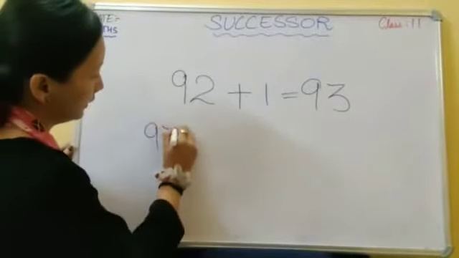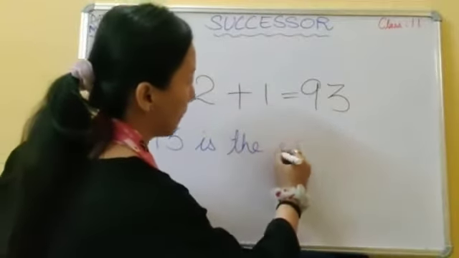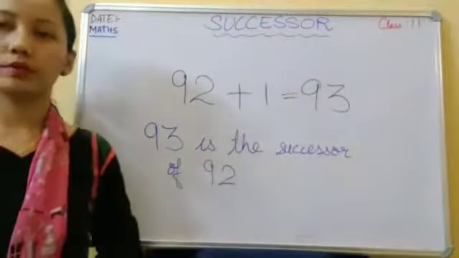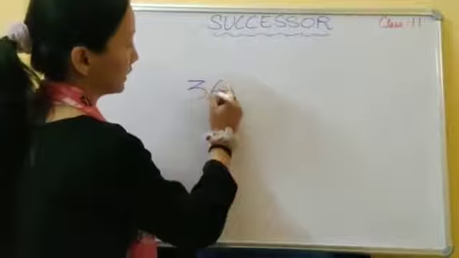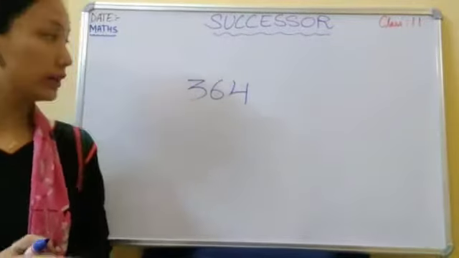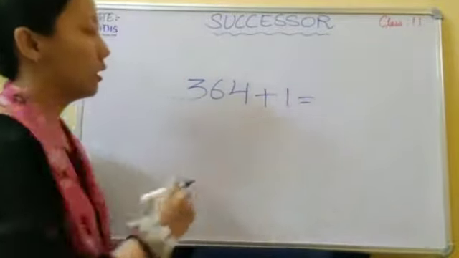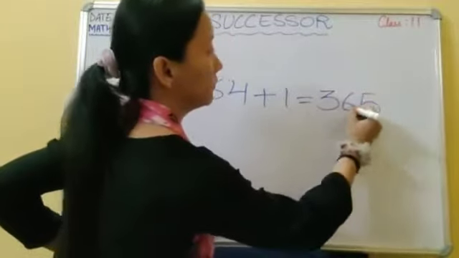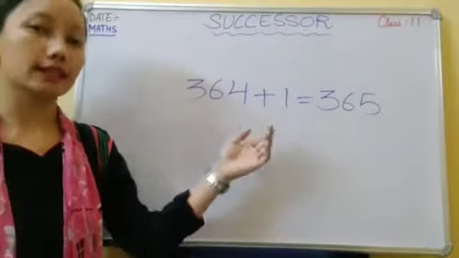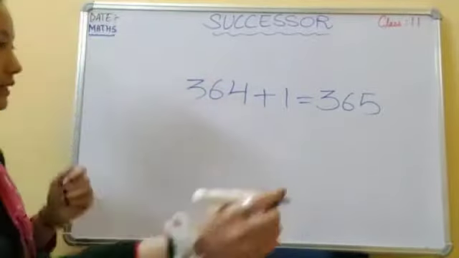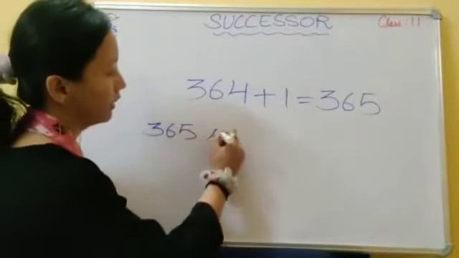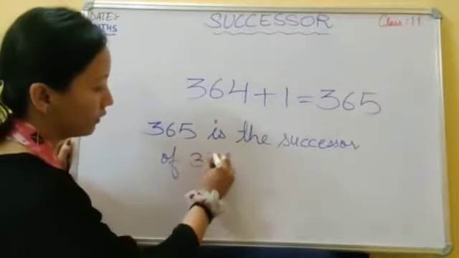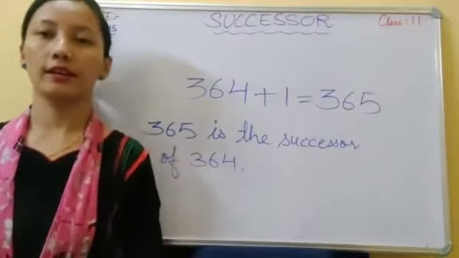So, 93 is the successor of 92. Now, another number we have, 364. Let's add 1 to this number. What will be the answer? Yes, 365. So, 365 is the successor of 364. Okay, students? That means 365 is the successor of 364. Okay? Do you understand?